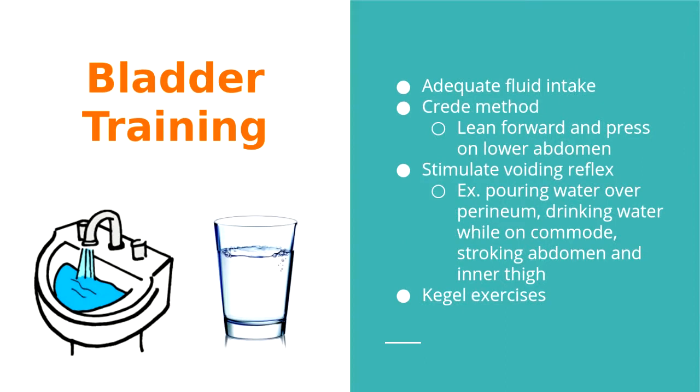Bladder training. First, of course, we need to make sure that the bathroom is easily accessible. Instruct the patient to drink at least 1,500 milliliters of fluid daily unless contraindicated. A method that can be used is leaning forward and pressing on the lower abdomen while trying to urinate. Also, stimulating the voiding reflex can help. Examples include pouring water over the perineum, drinking water while on the commode, or stroking the abdomen with the inner thigh. Kegel exercises can lead to an improvement in controlling urinary incontinence.